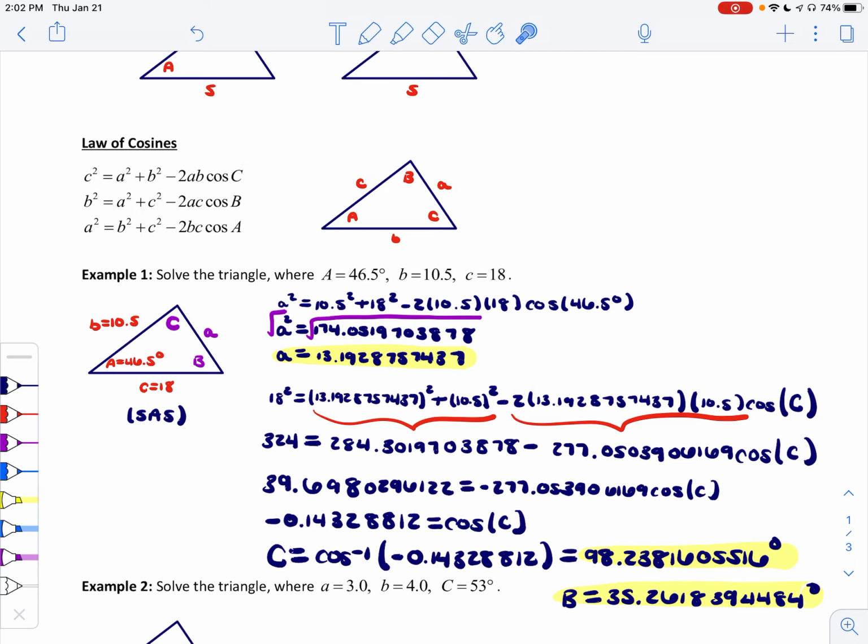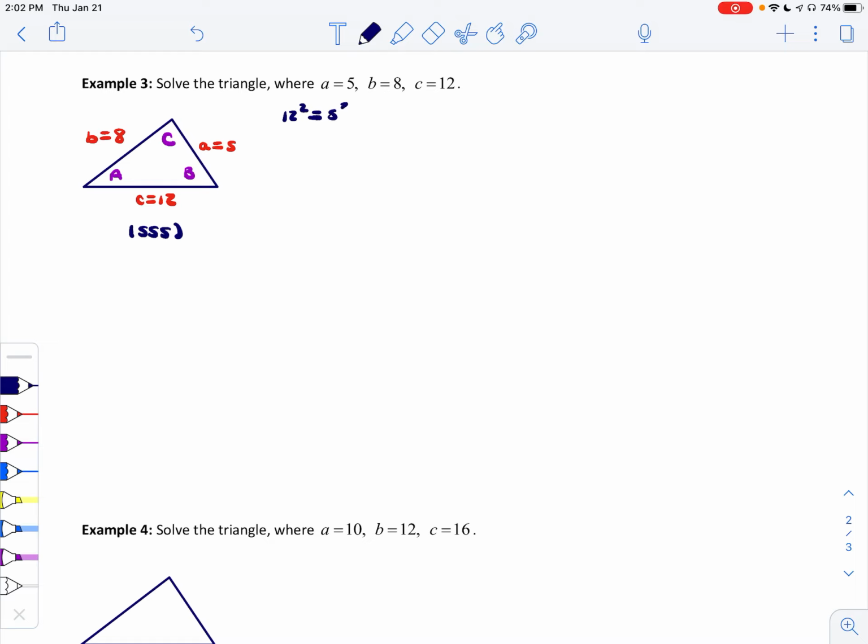All right, so we are going to have C squared, 12 squared, is equal to 5 squared plus 8 squared minus 2 times 5 times 8 times the cosine of angle C. We're solving for our angle C again, which means we want to isolate, first of all, our cosine of angle C. Let's evaluate some of this stuff. On the left-hand side, 12 squared is just 144.